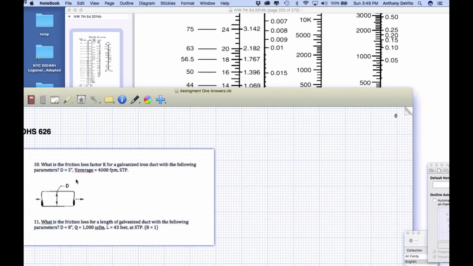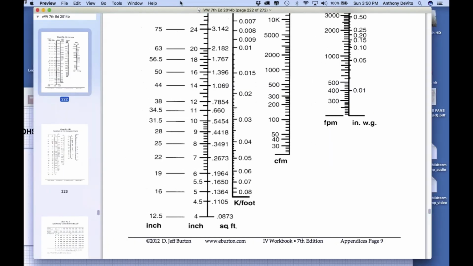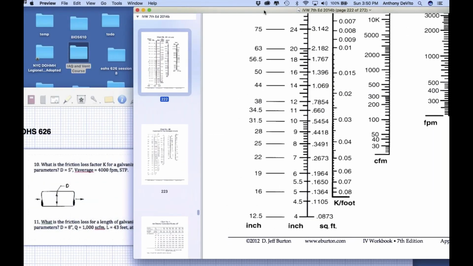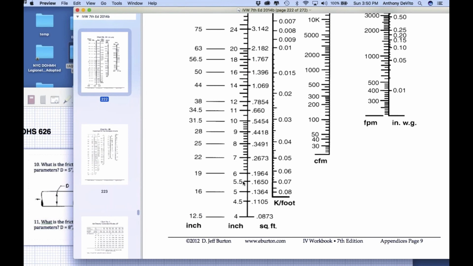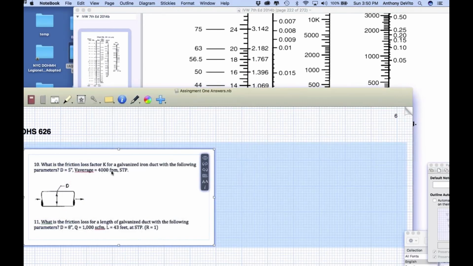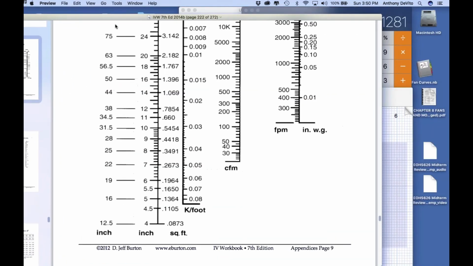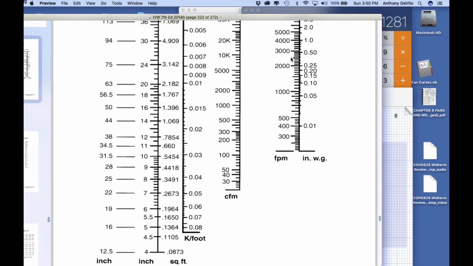Okay, so let's see where we were again. Now this is for galvanized iron, again, this friction chart, because that's what's used most frequently. Okay, so what's K for 5-inch diameter ductwork? That's going to be here. That's our diameter, and the velocity of air going through here is 4,000 feet per minute. Well, we really would prefer to have the velocity pressure, but the way this nomograph is set up, we already know the velocity pressure from the velocity anyway.